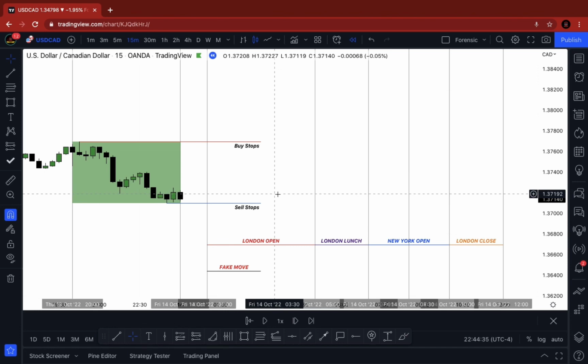However, use this as a guideline going into each trading day, especially if your bias is on the right side. If you know that it's bullish, you know that you're going to get some type of fake move to the downside. If you know it's going to be bearish, you know you're going to get some type of fake move to the upside. Now let's go into the rest of the trading day and see what occurs.